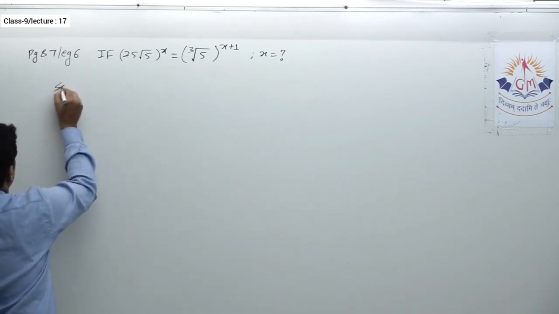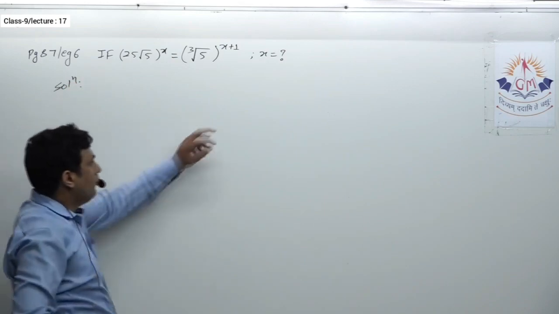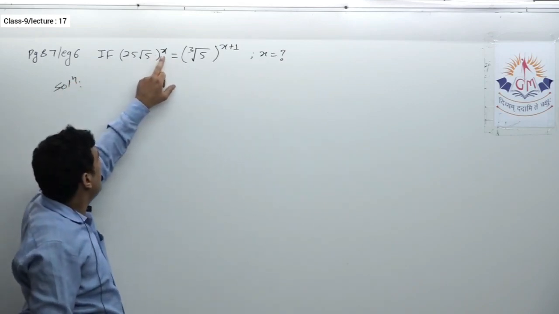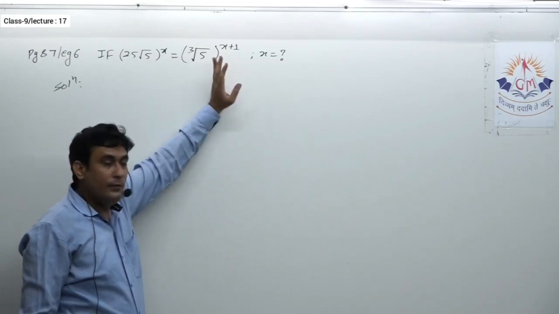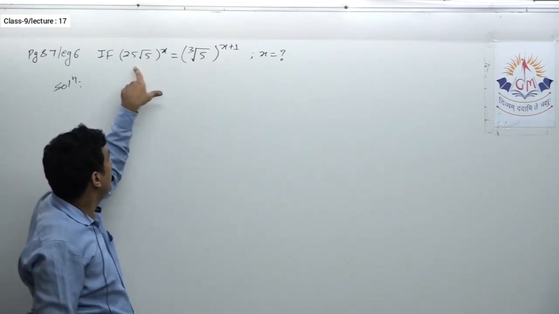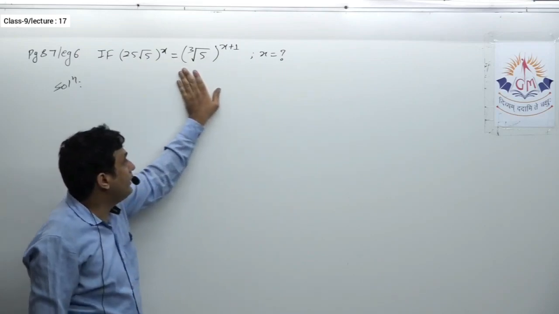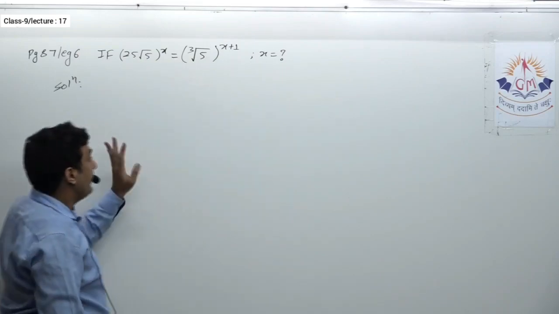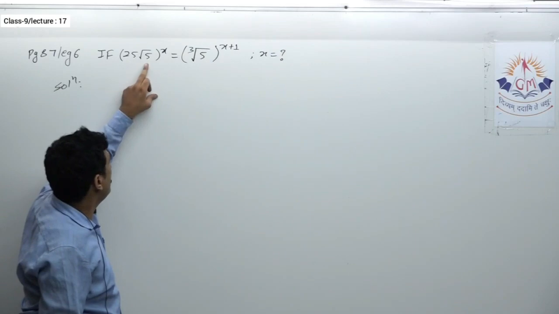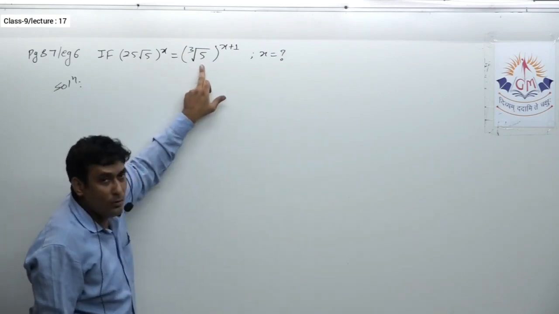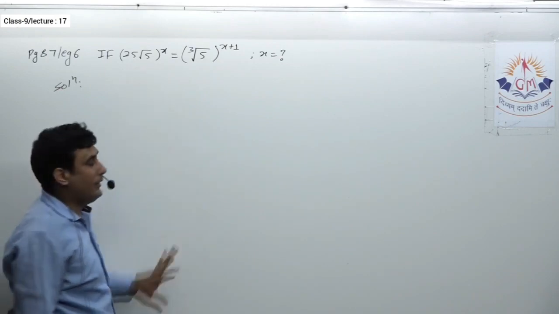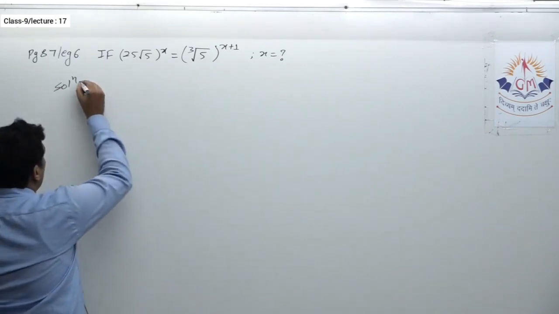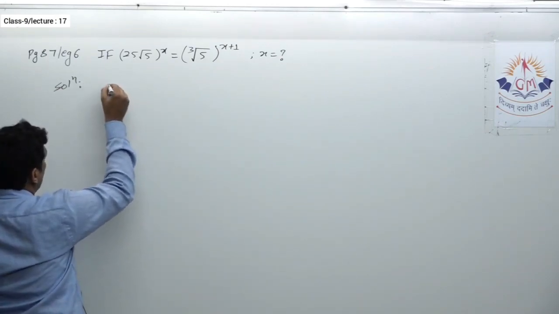Again you can see over here we need to find x, and x is in the exponent. Whenever the variable whose value is required is in the exponent, we have to somehow make the bases the same. That is the first thing. Over here this is in terms of 5, this also has 5, and this 25 can also be written in terms of 5. So we'll try to make the base 5 on both sides.